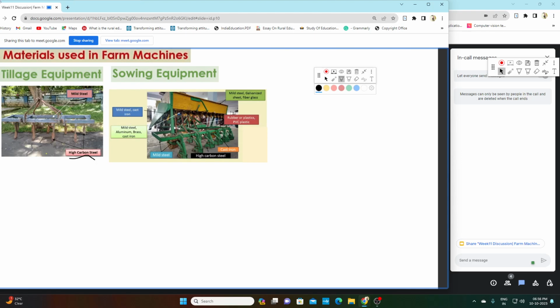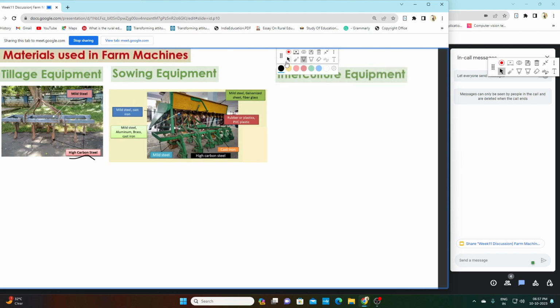Now what are the other components? This hopper, where seeds are collected, is made by mild steel, galvanized sheet, or fiberglass. These are the three materials this hopper is made up of. Now this seed tube is made up of rubber or plastic or PVC plastic. The seed metering mechanism will be made of mild steel, aluminum, brass, or cast iron. And this other frame is made up of mild steel or cast iron. So this is about sowing equipment.